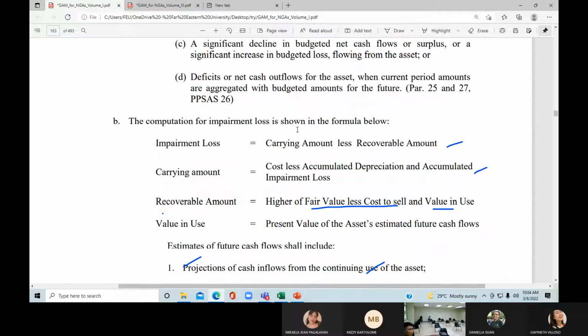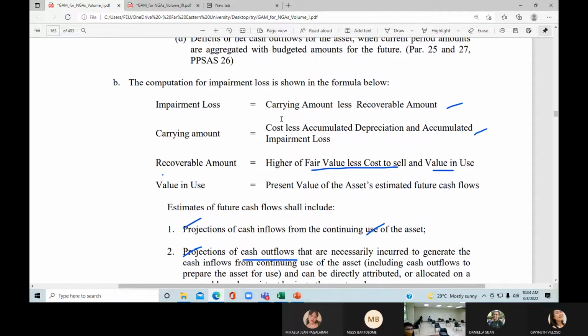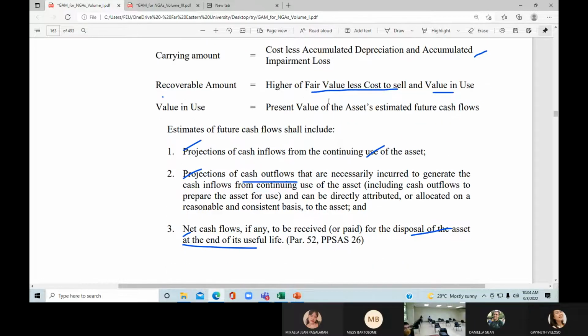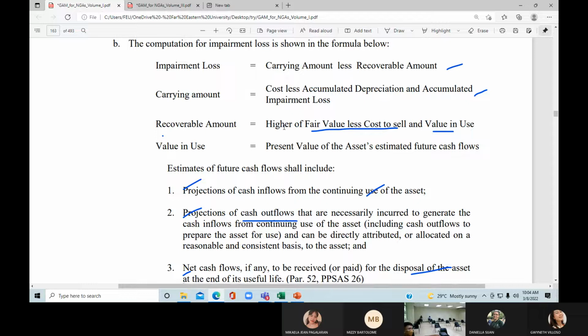Computation ng impairment. Ito, binanggit naman natin kanina, ng impairment loss, kapag mas malaki yung carrying amount kaysa sa recoverable amount. Paano mo computing yung carrying amount? Alam mo na to, no? Kahit nakapikit ka. Cost less accumulated depreciation and impairment loss. Recoverable amount, ito yung higher of value in use and fair value less cost to sell. So, kung may mas mataas sa dalawa, yan yung recoverable amount.